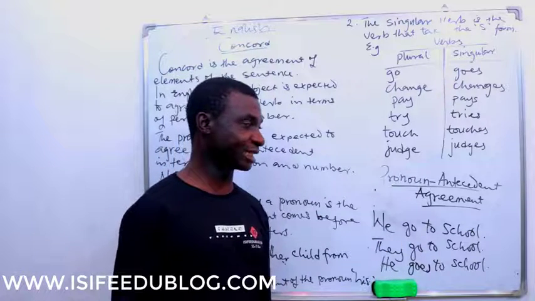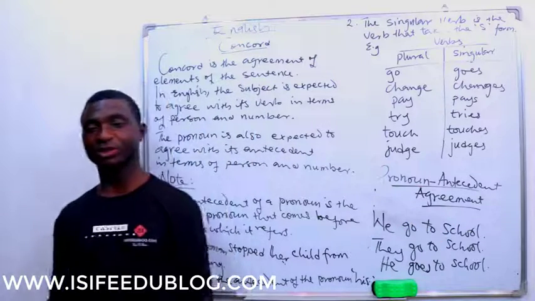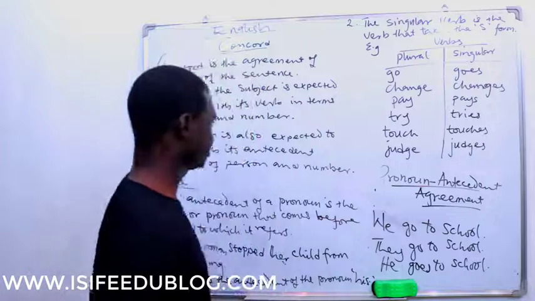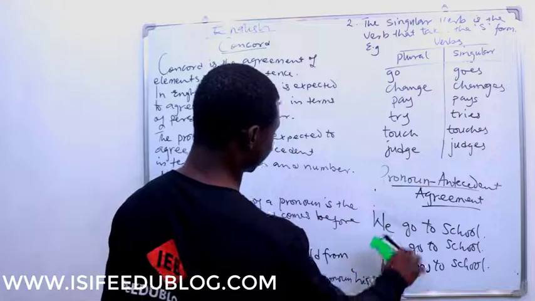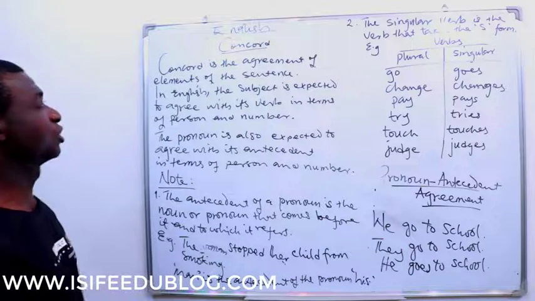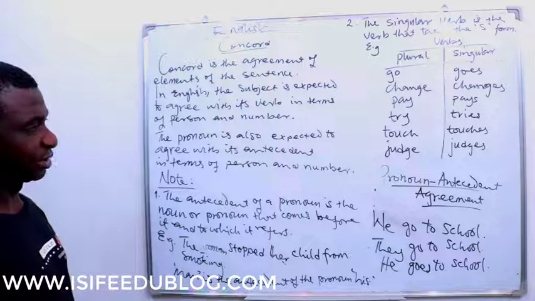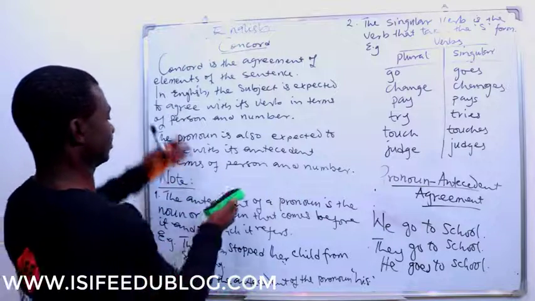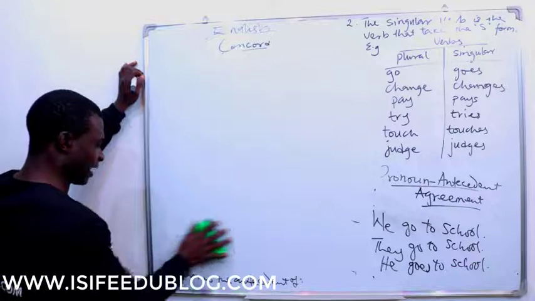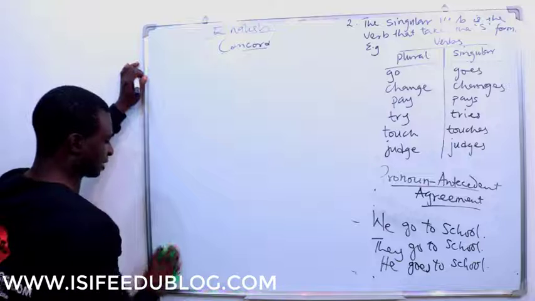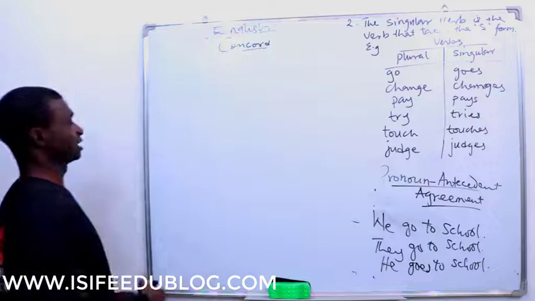On my board is pronoun-antecedent agreement. I will take that first before we begin to talk about the subject-verb agreement, which will be in another video. In this lesson we have introduced Concord, and in the next few minutes we shall be running down the pronoun-antecedent agreement. Now, what do we mean? You've heard us define antecedent, and we have explained what is meant by antecedent. So, what is pronoun-antecedent agreement?